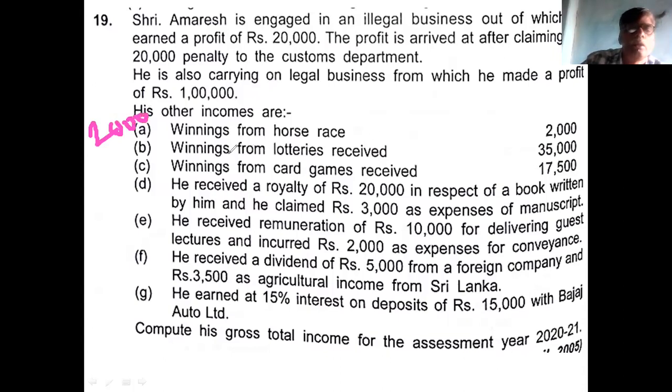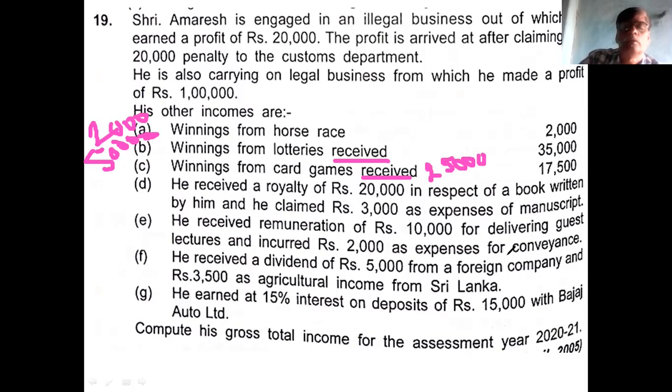Then lottery, winning from lottery is there. The word received is there. Received means it is net. You have to gross up. If you gross up, this amount is 50,000. Okay, 50,000. The next is winning from card game. This is also received. So you gross up this 17,500. 17,500 into 100 divided by 70. I think it is 25,000.